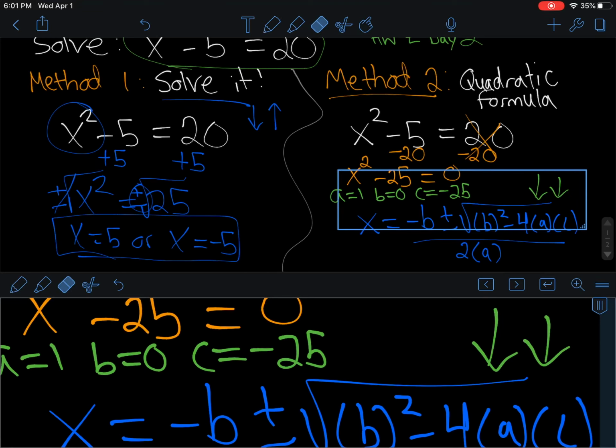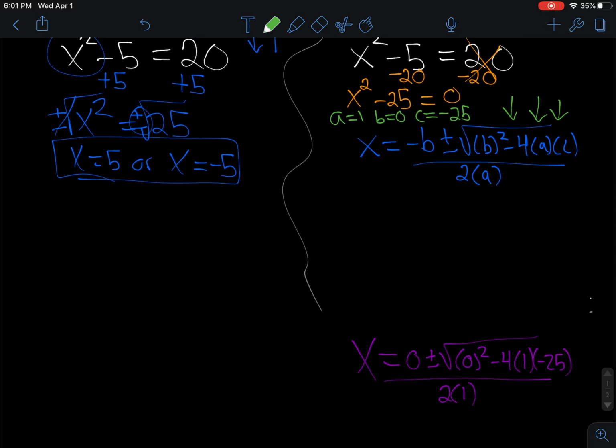I don't know why I made that arrow curvy. Okay, there you go. Now, I already did it here to save time. I'm learning how to save a little bit more time on these videos.